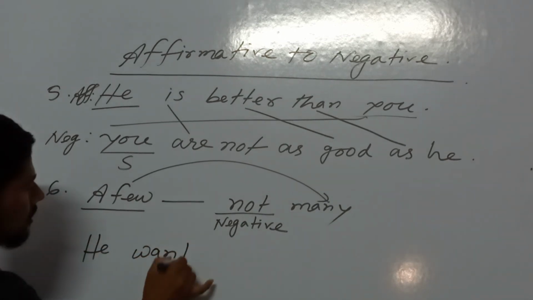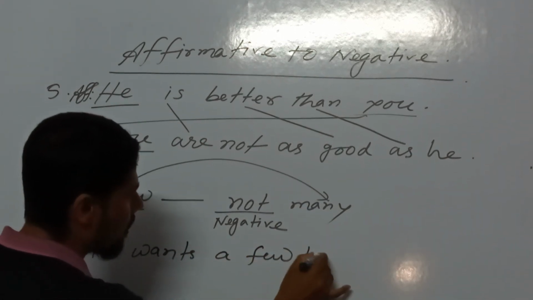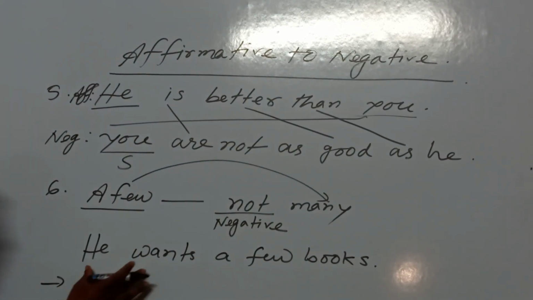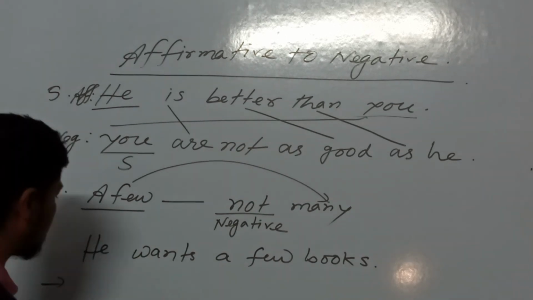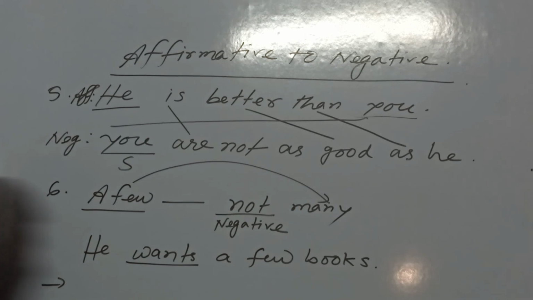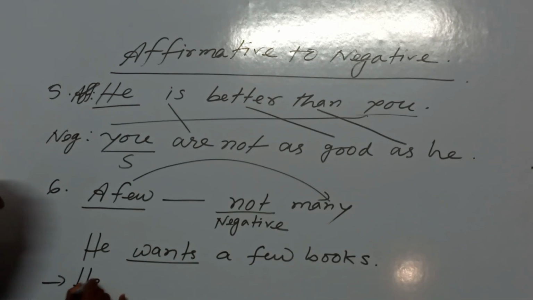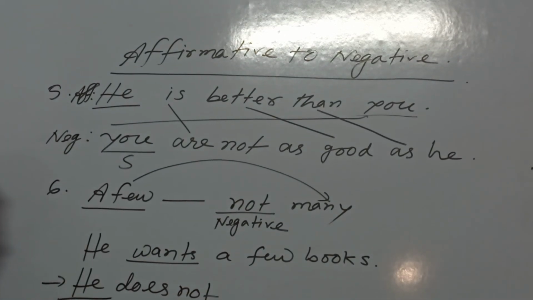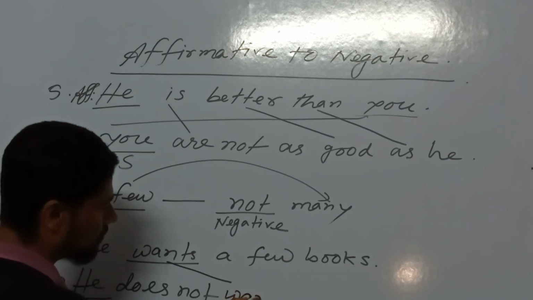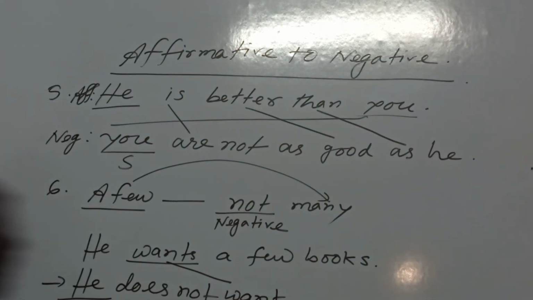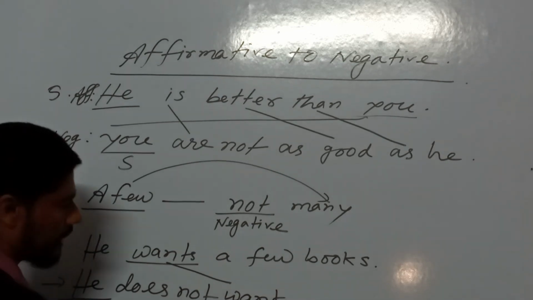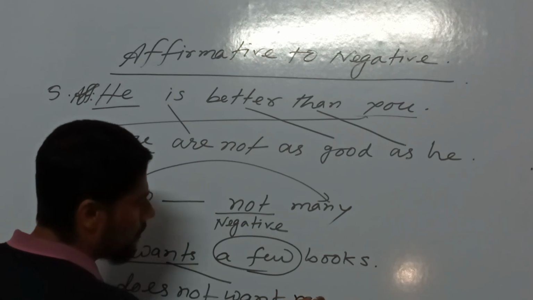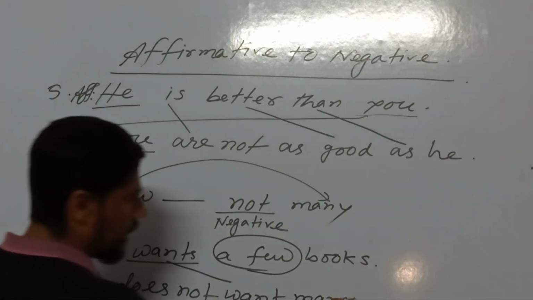He wants a few books. So here at first we have to make the sentence negative according to tense. So it's an instance of present indefinite tense, and that's why we have to take "does not" after the subject, because the subject is third person singular, and now the verb. After do, does, did, that is the do family, the verb will be in base form, and instead of "a few" we have to write "many" in the negative sentence.